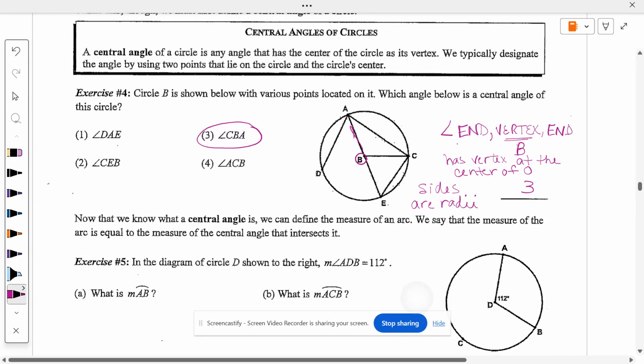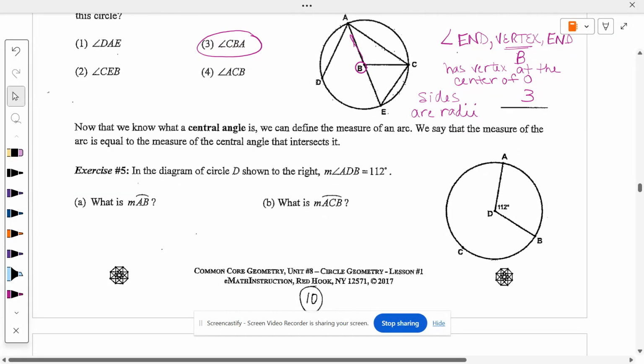Its sides are radii. Now that we know what a central angle is, we can define the measure of an arc. We say that the measure of an arc is equal to the measure of the central angle it intersects. So if angle ADB has a measure of 112 degrees, then arc AB is also 112 degrees.